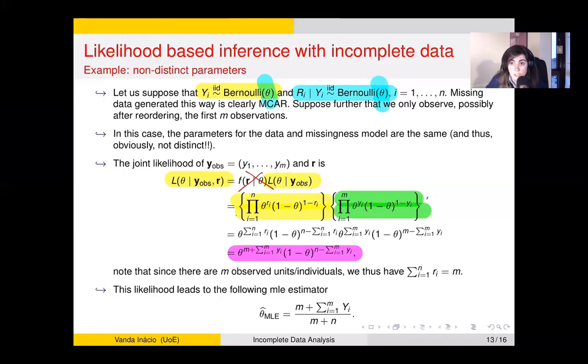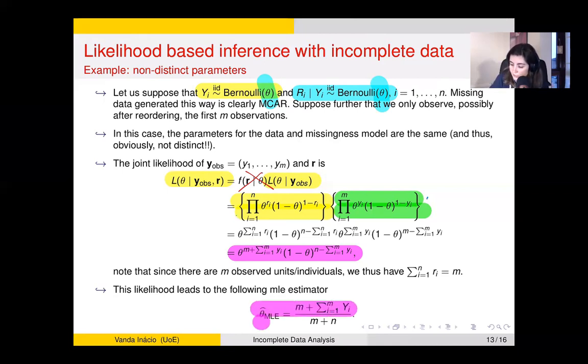And okay, I want to make inferences about theta, so I know how to proceed. I compute the log likelihood, I take the derivative of the log likelihood with respect to theta. This is a very simple case, and I obtain that the maximum likelihood estimator is based, when I take into consideration both the contribution of the observed data and of the missing data mechanism, because I know that the parameters are not distinct.